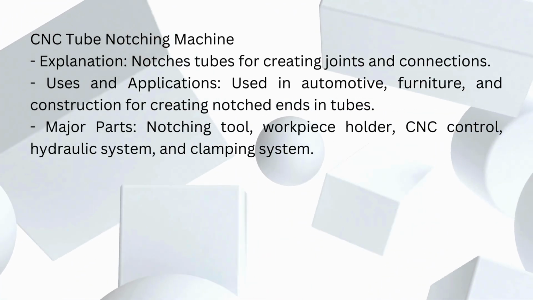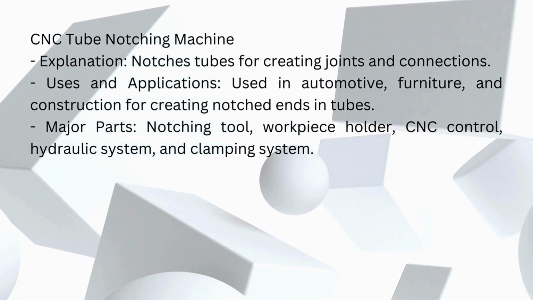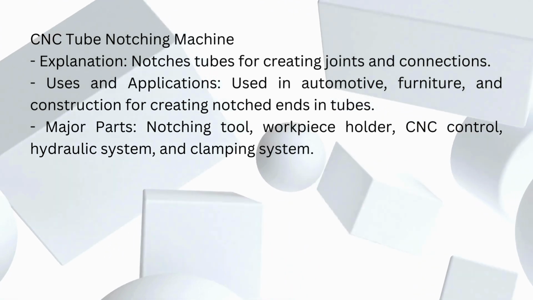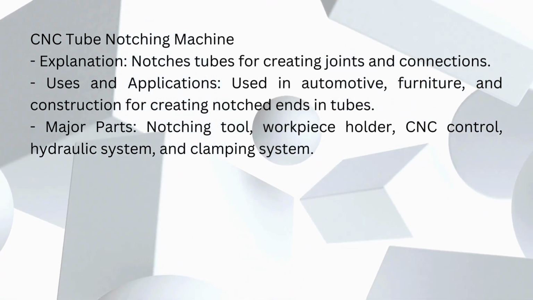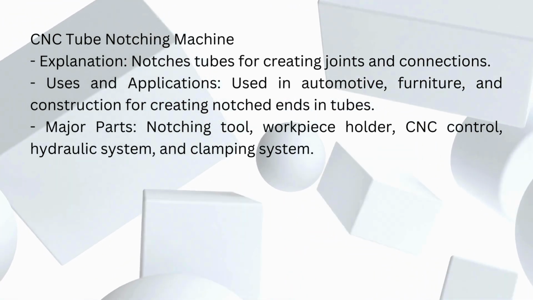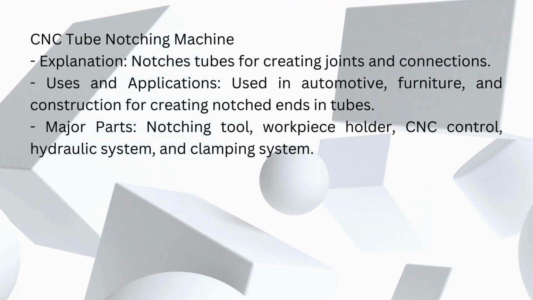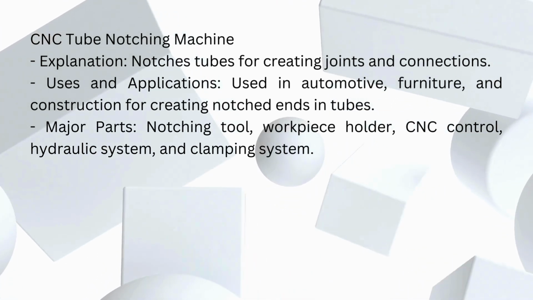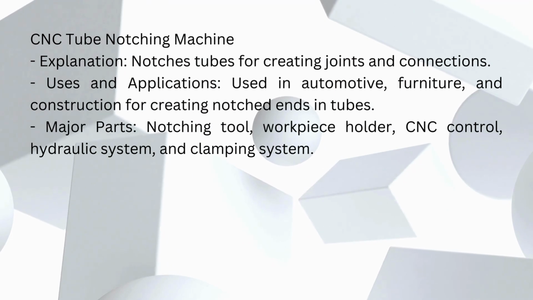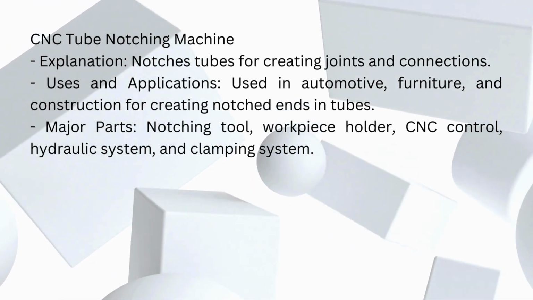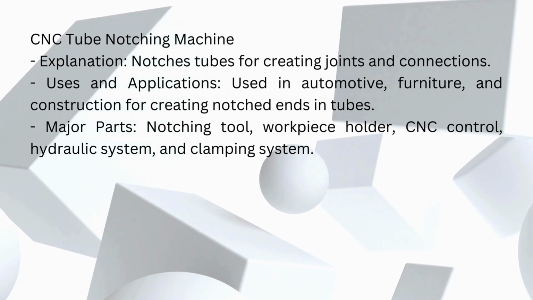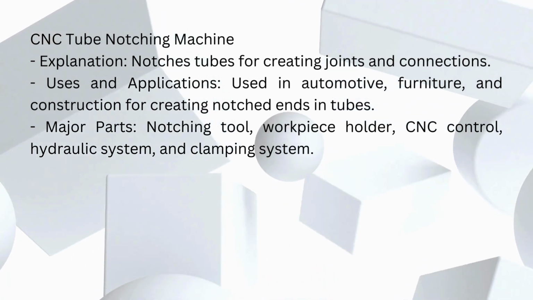CNC tube notching machine. Explanation: notches tubes for creating joints and connections. Uses and applications: used in automotive, furniture, and construction for creating notched ends in tubes. Major parts: notching tool, workpiece holder, CNC control, hydraulic system, and clamping system.